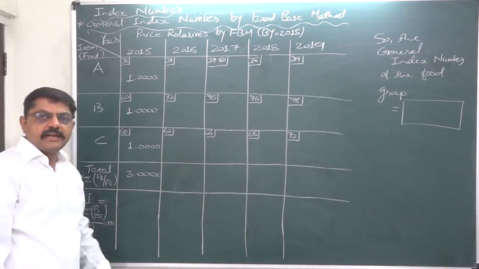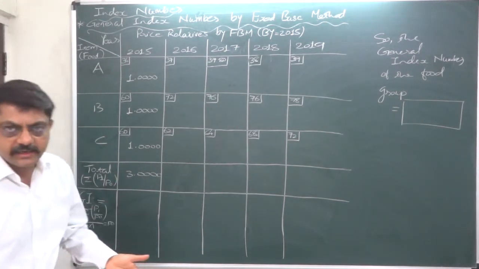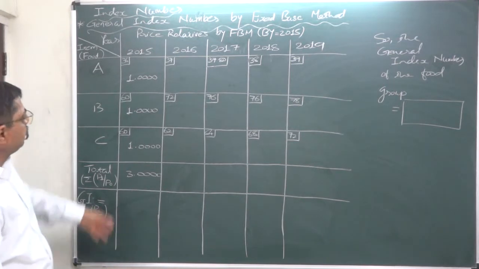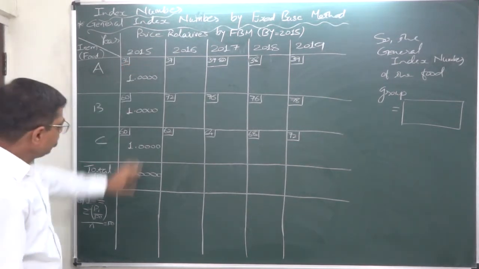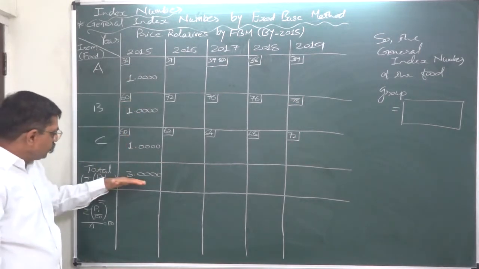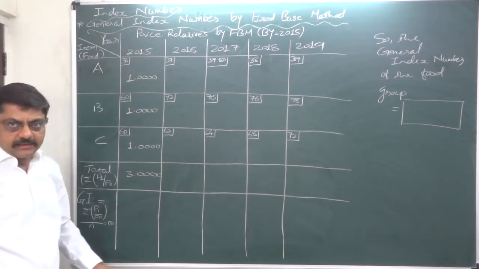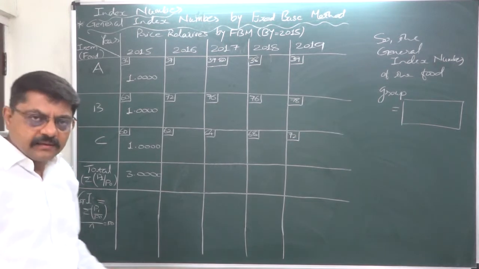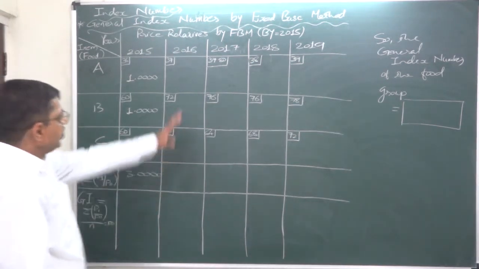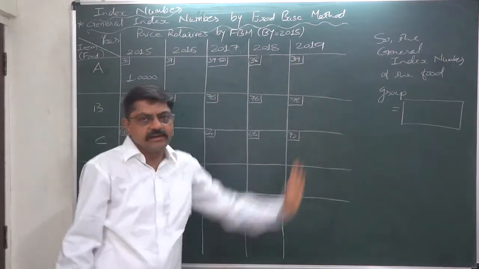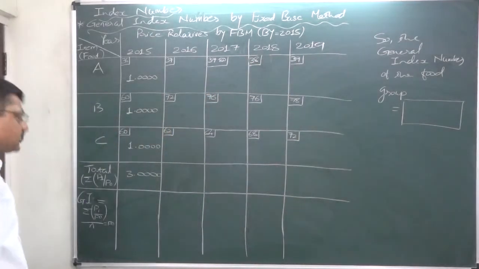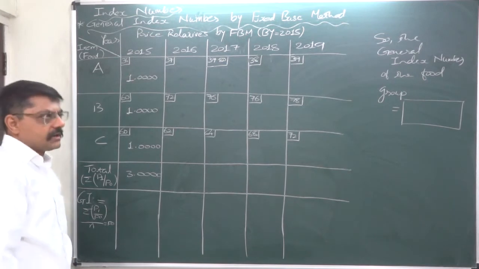and we know that the index number for base year is always 100. In terms of price relative, the price relative for the base year is taken as 1. And there are 3 items, so the total of price relatives will be 3. That I have already written. Now we need to calculate price relatives of all the 3 items for 4 years, 2016, 17, 18 and 19. Let's do it. And we are going year wise.